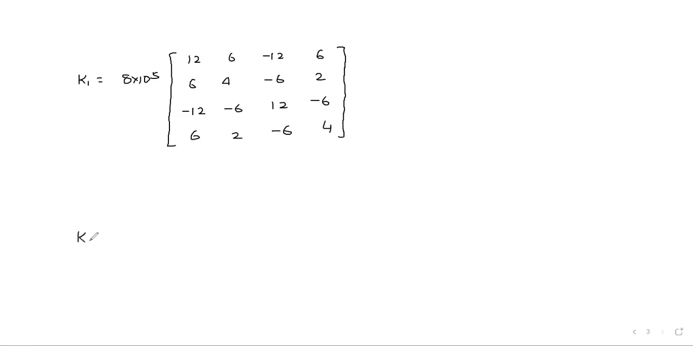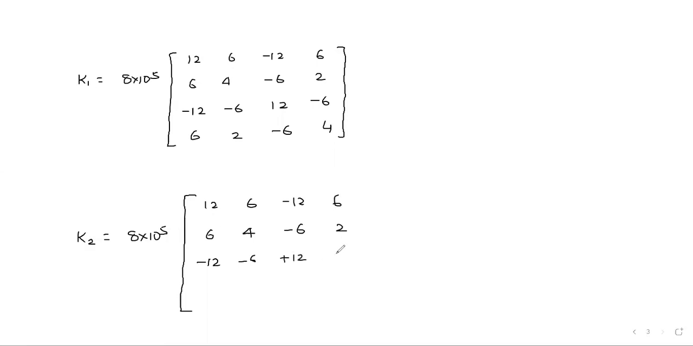Similarly, we will have K2 value also the same. We will have the same K2 value as K1 because every specification is the same. So 12, 6, minus 12, 6, then again 6, 4, minus 6, 2, then minus 12, then minus 6, then again 12, sorry, let me write it as plus 12 itself, minus 6, then 6, 2, minus 6 and 4. So we have this K1 and K2 value.